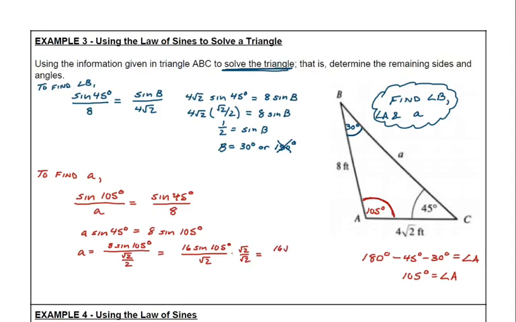I'm going to rationalize this because it works out to be something that's a little bit cleaner looking. So I get 8 root 2 sine of 105. That would be my exact answer for the length of side A. And then if I wanted a decimal approximation, I would put that in my calculator, and I would get 10.928 feet.